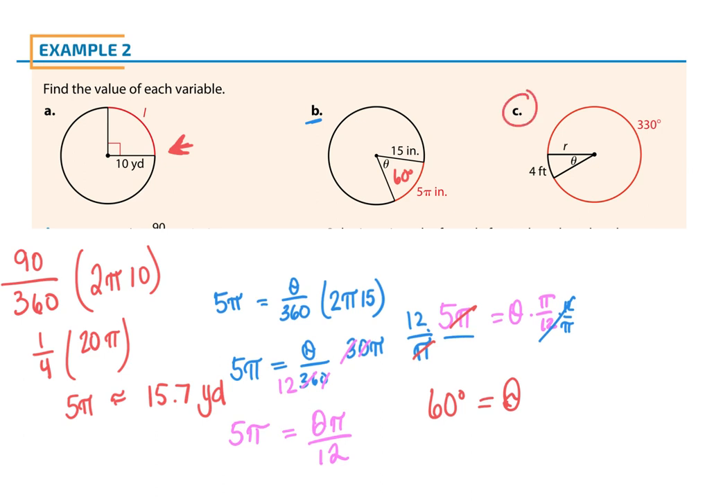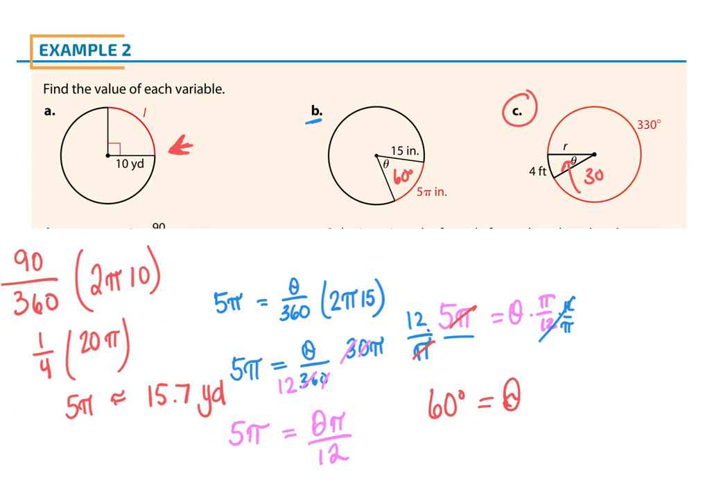C. All right? I know part of it, 330. How does that help me? What's my theta here if the rest of the circle is 330? What's an entire circle? Right, 360 minus 330. So my theta here is 30.